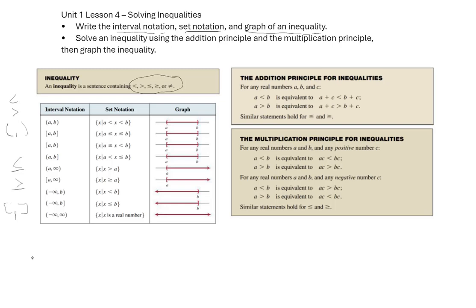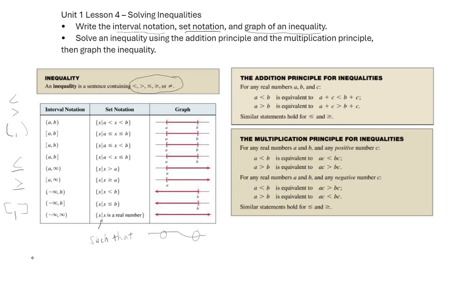And so here we have our set notation. This little line right here means such that. So this is read as x such that a is less than x less than b. And then on a graph, you have parentheses or brackets that correspond to the interval notation or the less than or equal to's. Some textbooks use open circles.